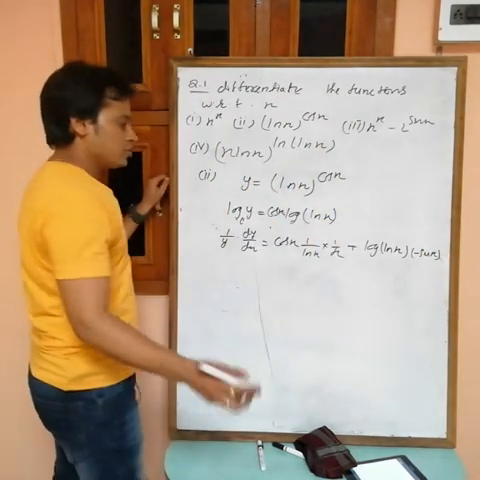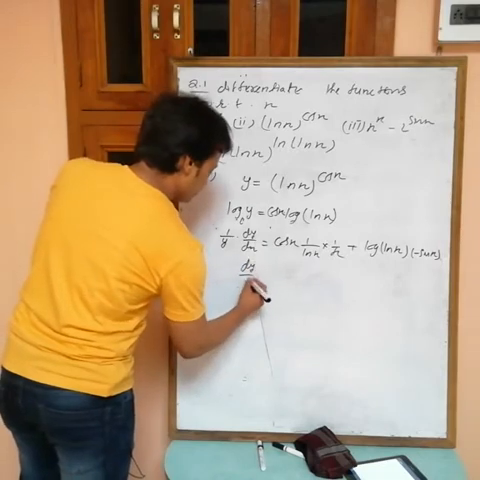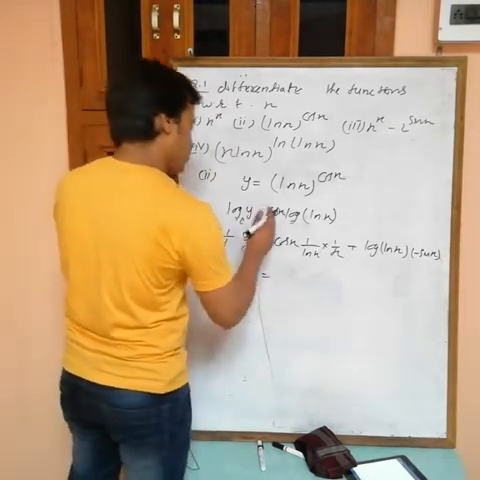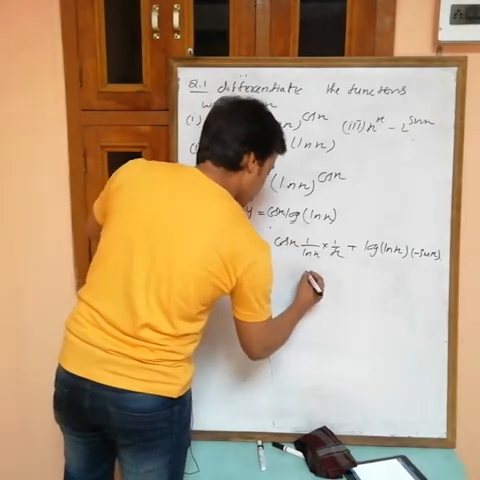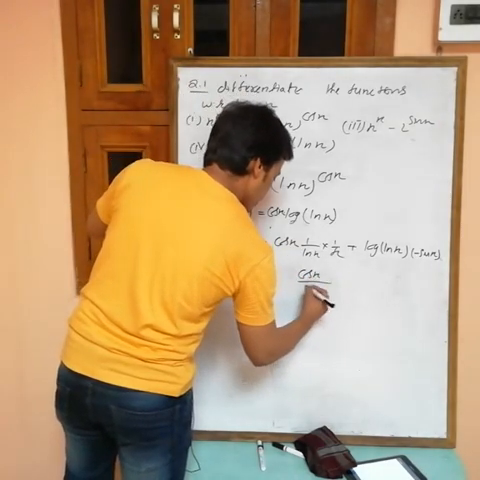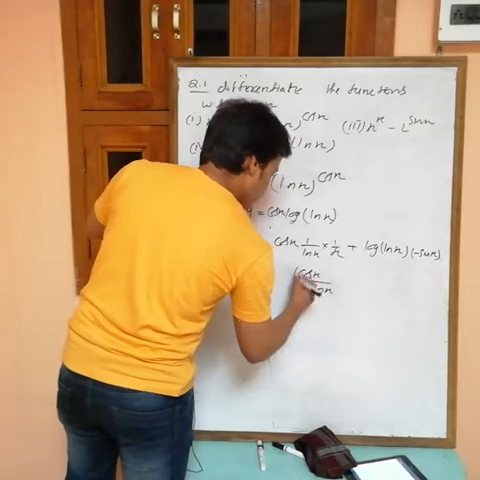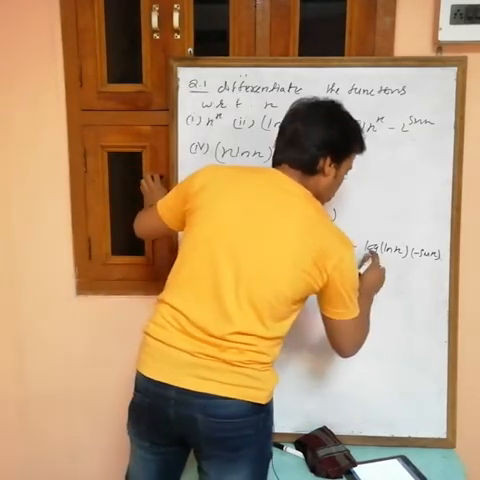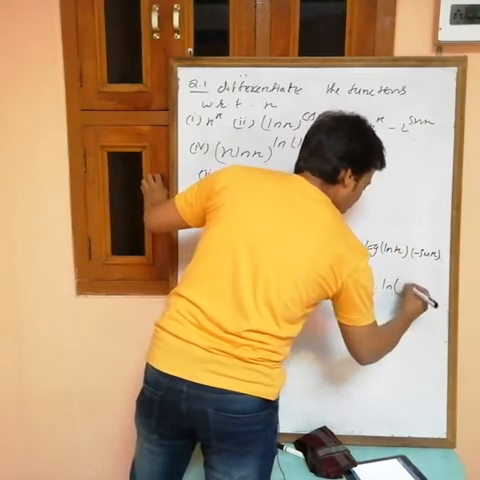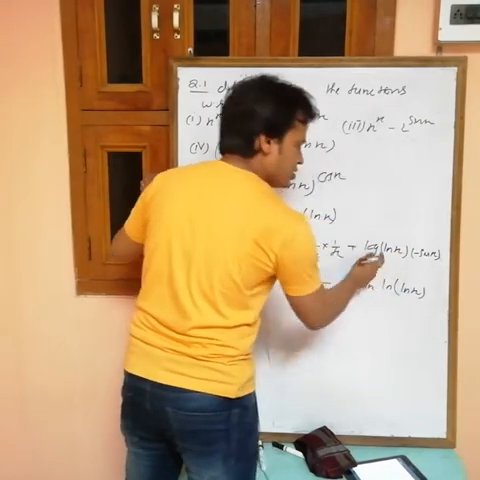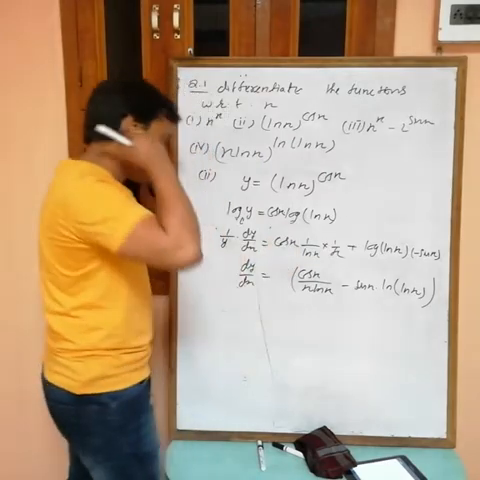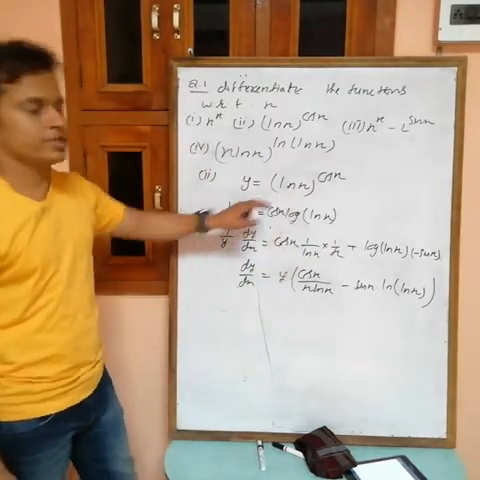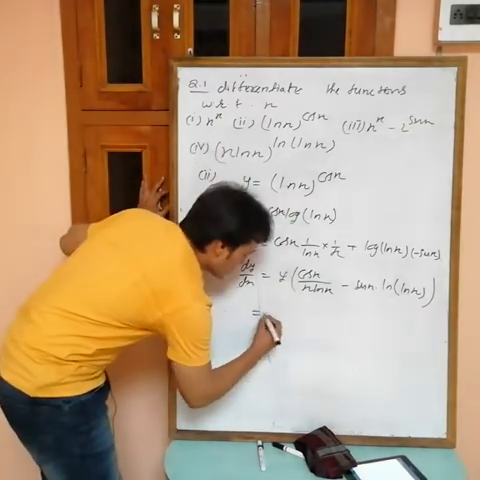So what we want is dy by dx, so multiply by y. If you multiply with y, then what we get here is cos x by (x ln x) minus sin x into log of ln x, or ln of ln x, same thing since the base is e, so you can write ln, all into y. Now put the value of y. y is (ln x) power cos x.